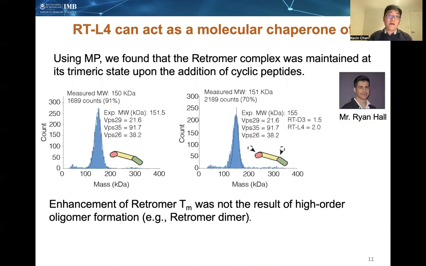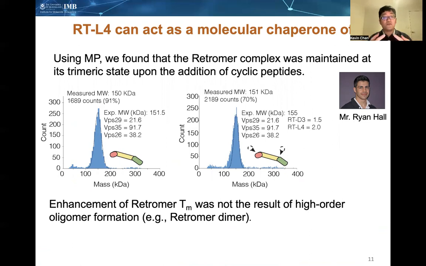At this stage, just to briefly introduce to you all and the audience here how we got interested in mass photometry, the MP. That was the time when we tried to measure the thermal stability of the retromer. One of the questions we asked ourselves was whether the improvement of the thermal stability of retromer triggered by RTD4 is a result of higher oligomer formation, for example, retromer dimer.